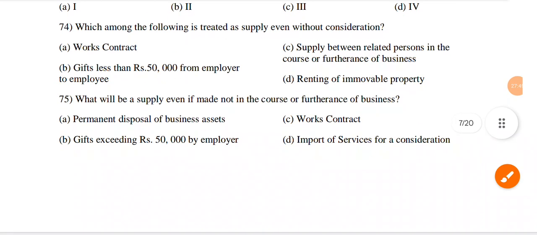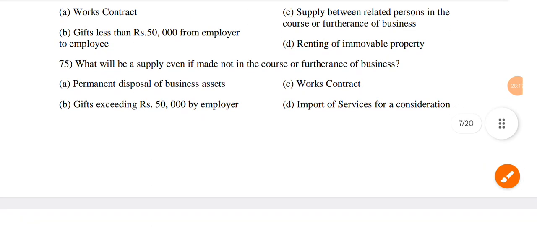Next question, which among the following is treated as supply even without consideration? Option A, work contract, B, gift less than rupees 50,000 from employers to employees, C, supply between related persons in the course of furtherance of the business, D, retaining of immovable property. The correct option is C.